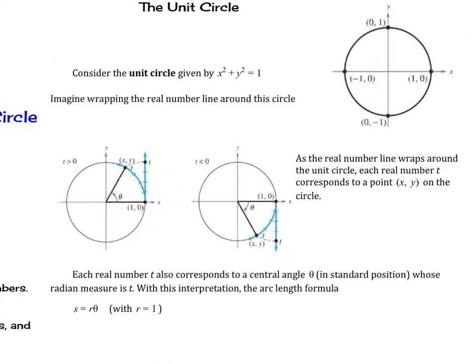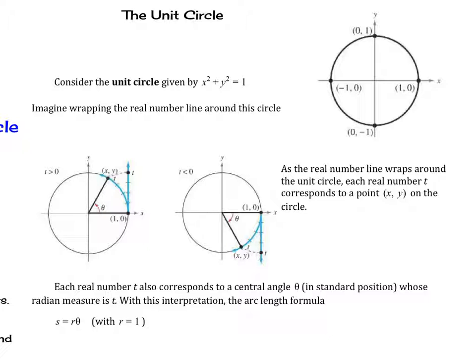If you look at the unit circle given by x squared plus y squared equals 1, we can imagine wrapping a real number line around this circle. As that real number line wraps around the unit circle, each real number t corresponds to a point (x, y) on the circle. Each real number t also corresponds to a central angle in standard position, whose radian measure is t. And so we have s equals r theta.